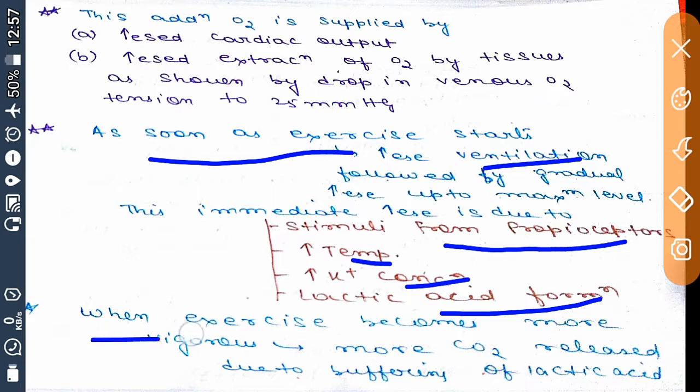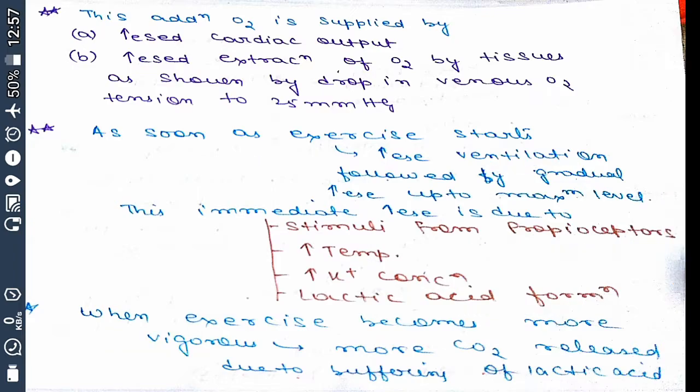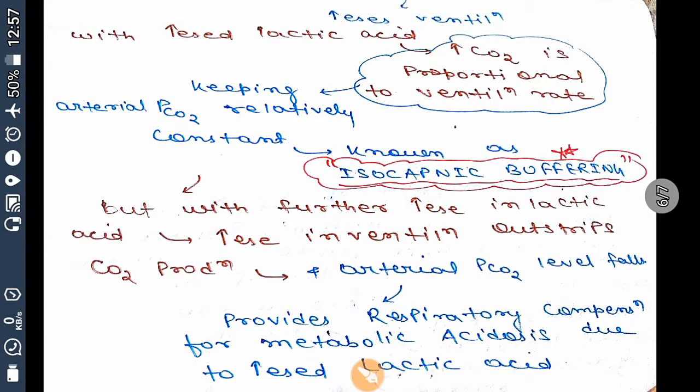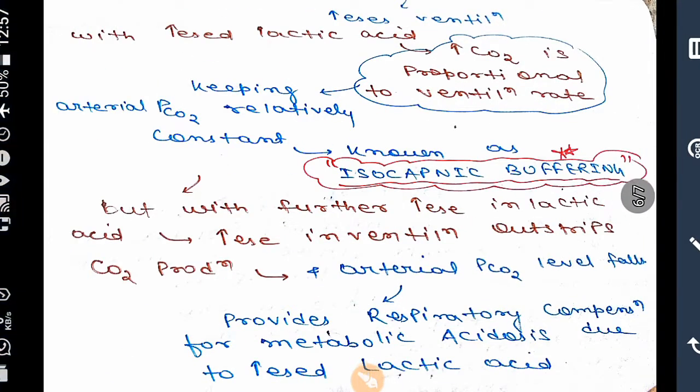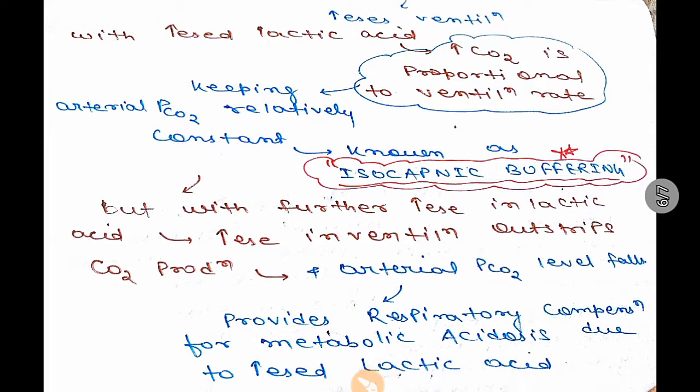Now, when exercise becomes more vigorous, more CO2 is released due to buffering of more lactic acid, because lactic acid is forming due to anaerobic glycolysis. So lactic acid is buffered to release more CO2. Move to the next slide. And it will lead to a further increase in ventilation, because more CO2 is produced due to the buffering of lactic acid and metabolism of the cells.